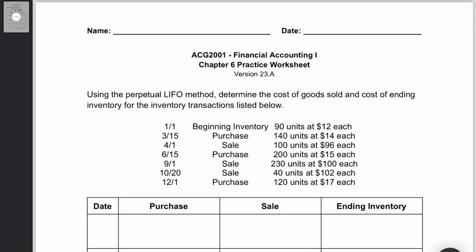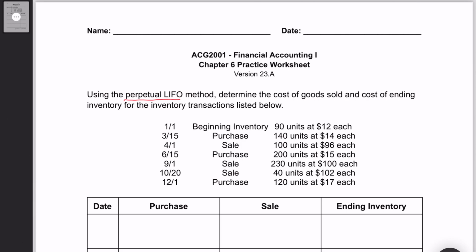In specific identification, we allocate the cost to something individually. Now, this is pretty hard to do if it's something that's not unique. So this would be something like, say, a car that has a unique VIN number. So a dealer or a manufacturer can assign a specific cost to a specific vehicle. Now today, let's go ahead and work on the LIFO system. So again, we're going to be working on the perpetual LIFO system.